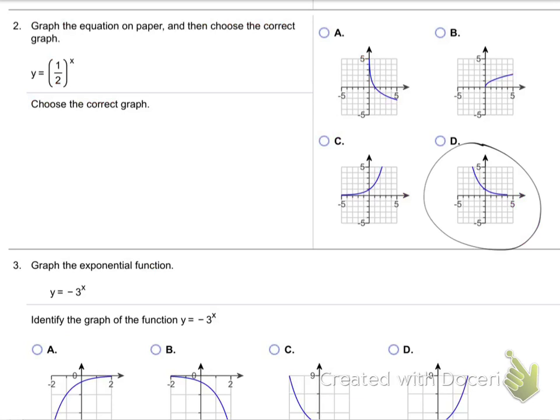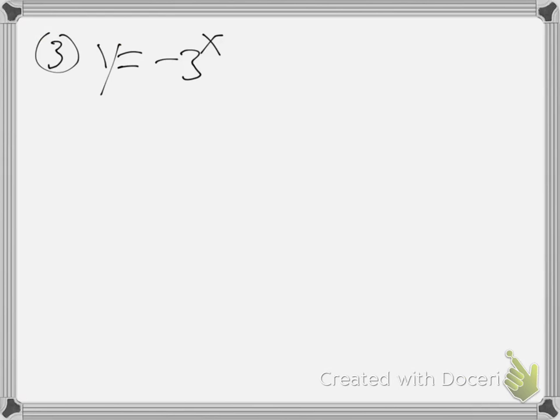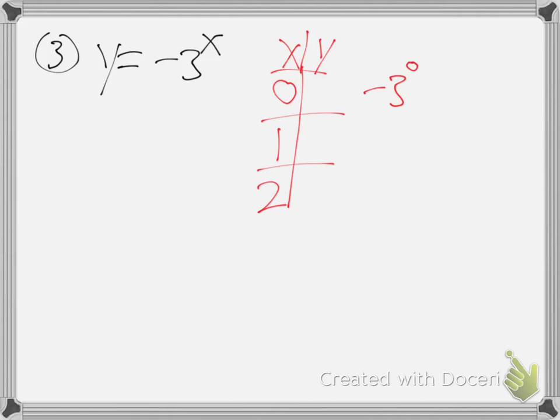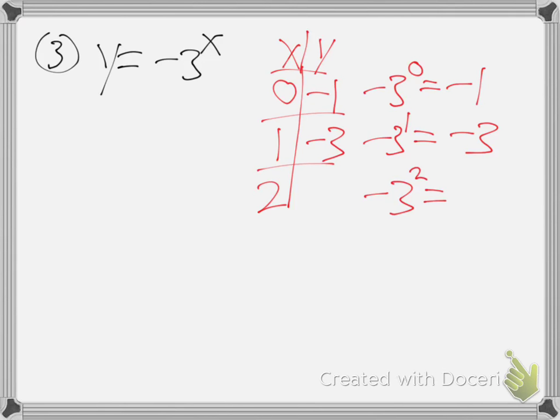Yeah, right, it was -3x. Okay, yeah, try that one. Okay, so if I plug in 0, 1, and 2, I get -3 to the 0. We know anything to the 0 power is 1, so that's -1. And then -3 to the 1, that's -3. And then -3 to the 2, -9. Good so far.